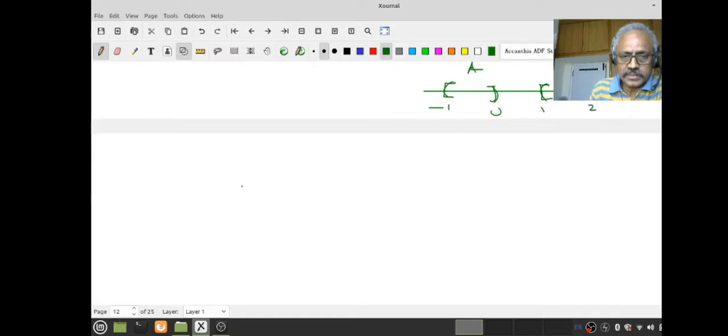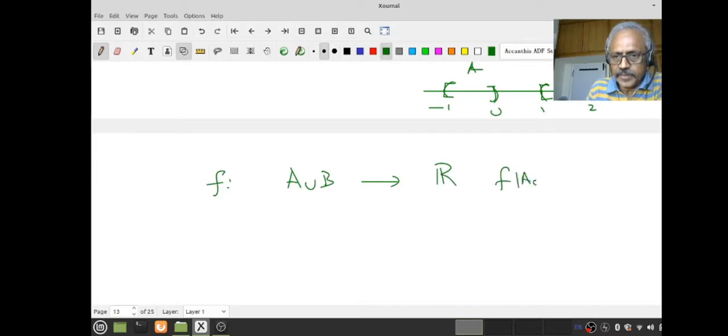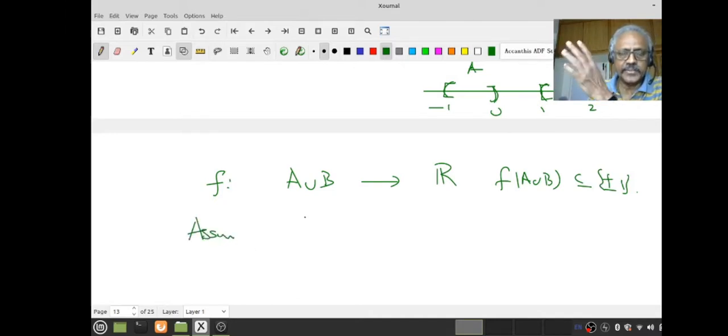To show A union B is connected, what should I do? I will use my characterization. Let F be a continuous function from A union B to R, so that F of A union B is contained in plus or minus 1. If one of them is empty, A union B will be one of the sets. If A is empty, A union B will be B. If B is empty, A union B will be A. If both are empty, of course it's empty. And do you understand the empty set is connected?